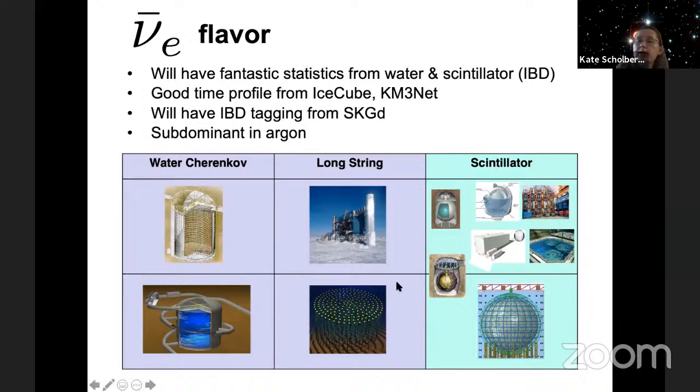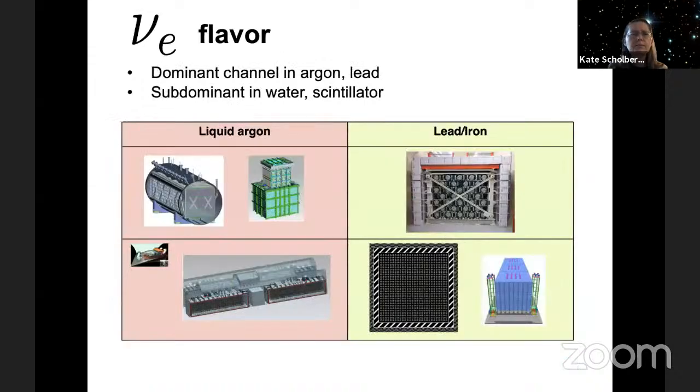SNO+ is turning on now. In fact, I think they're filling with scintillator right now. And then there's this JUNO detector in China, which is 20 kiloton. And so that also has a really bright future for getting huge Nu-E bar statistics. Some of the other detectors like argon will see some Nu-E bar, but it's much less. It's only at the percent level, probably 5%.